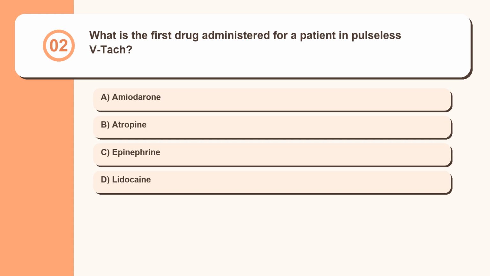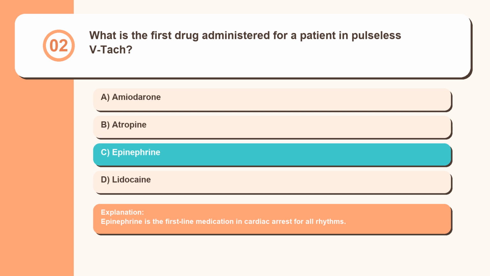Question 2. What is the first drug administered for a patient in pulseless VTach? Amiodarone, atropine, epinephrine, lidocaine. Epinephrine is the first-line medication in cardiac arrest for all rhythms.